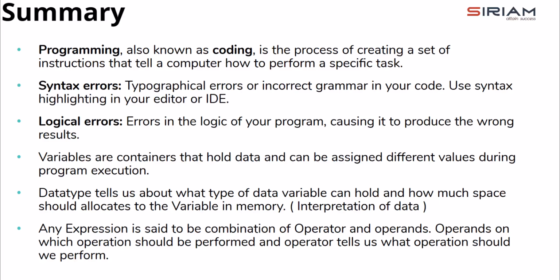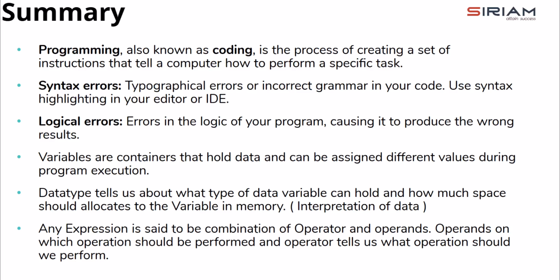What types of errors do we have? Syntax error and logical error. An error in the grammar or structure will be called a syntax error, and an error in the logic that creates a wrong output is called a logical error. Variables are containers that hold data and can be assigned different values during program execution. Data type tells us what type of data a variable can hold and how much space should be allocated to the variable inside the memory. Any expression is a combination of operands and operators. Operands are the values on which the operation is performed, and the operator tells us what operation we are going to perform. So we have seen this.